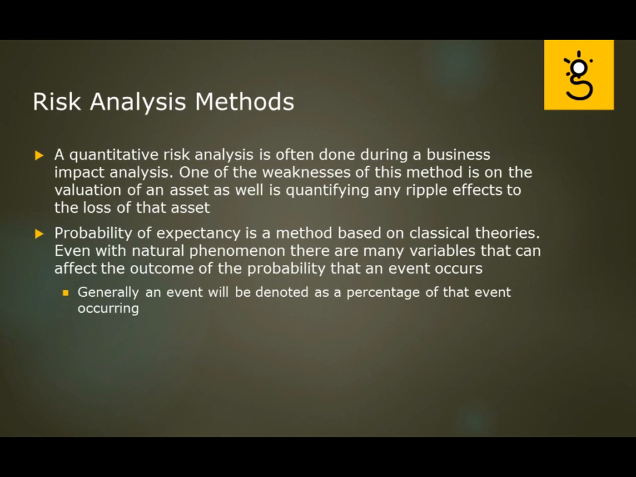Now, the quantitative risk analysis is usually done through what we call the BIA, or the business impact analysis. One of the weaknesses of this method, though, is the actual valuation of an asset, as well as trying to quantify any ripple effects of the loss of that asset.